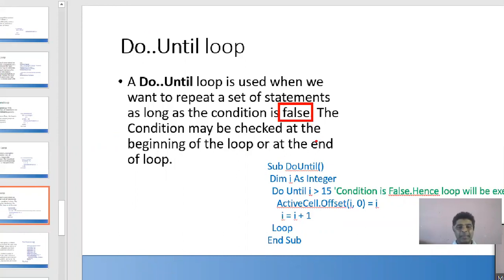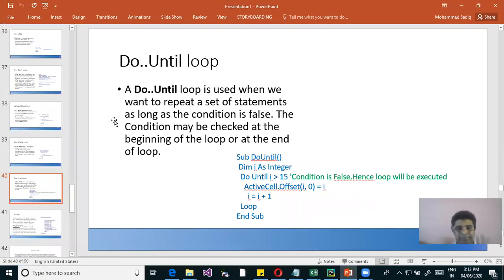The condition may be checked, again like your do while loop, either at the start or at the end. In the case of a do until, the condition can be given either at the start of the loop or at the end of the loop. Clear? It is like the condition is reversed here. If the condition is false, it keeps on executing, till it becomes true. Once it becomes true, it stops. In the previous case, if it is true, it is executing, and once it is false, it stops. Okay. Now let us see the program.